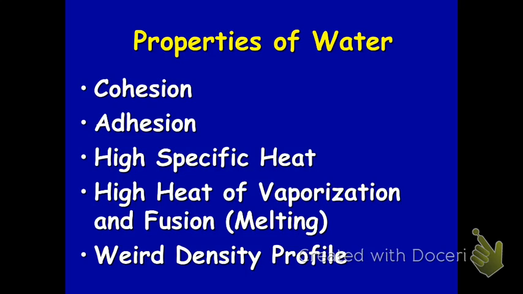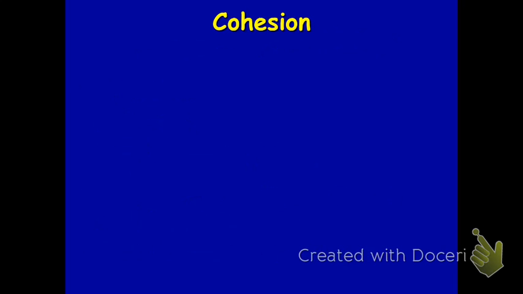So first I'll talk about cohesion, then I'm going to talk about adhesion, then the specific heat, and then these heats of vaporization and fusion. And then we're going to talk a little bit about the density of water and its various densities in its various states and how that changes. Don't necessarily need to write these down because I'm going to go over each of these properties individually. So the first one is cohesion.